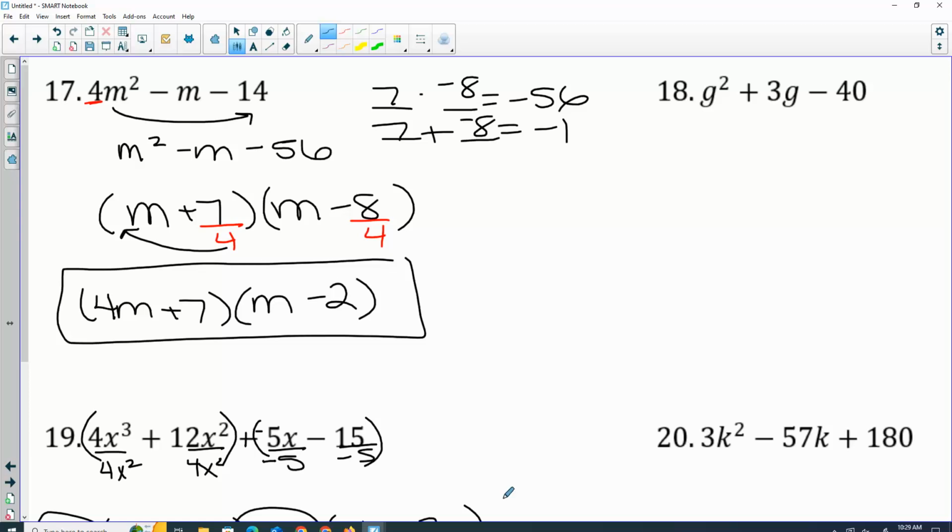All right, number 18. So what do we need to do on this? Just automatically factor. All right, so what multiplies to negative 40 and adds to positive 3? Negative 5 and 8.